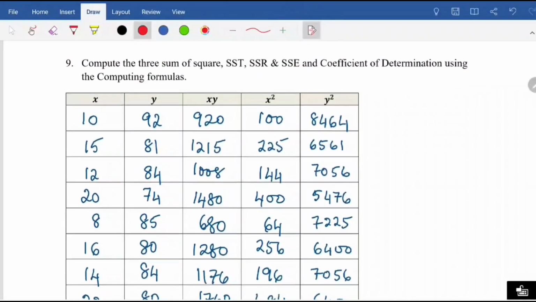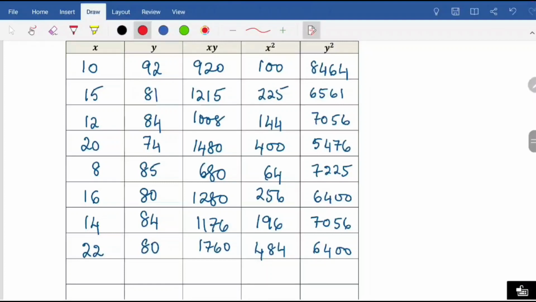All right, so in order to find the three sums of squares and subsequently the coefficient of determination using the computing formula, these are the values we will need: x, y columns, which are given, right? These values are given. X times y.